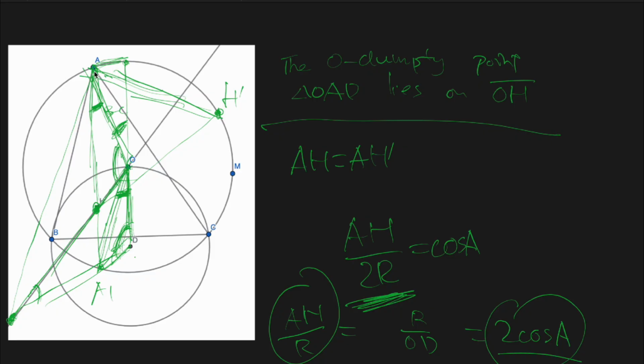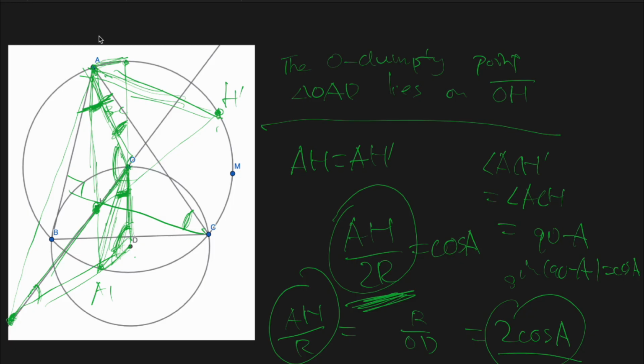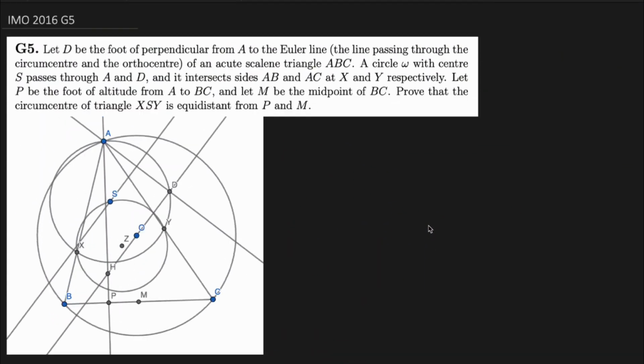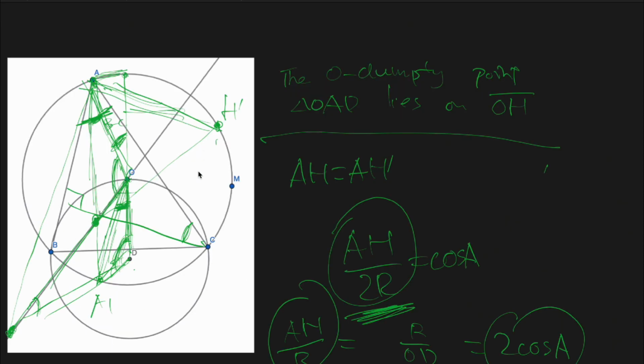For example, we can look at angle ACH, or ACH prime. ACH prime is equal to angle ACH, which, if we draw a perpendicular down here, this is A, so ACH is 90 minus A. And so AH over 2R is sine of 90 minus A, which is indeed cosine A as we desired. Therefore, we have indeed shown that these 3 points are collinear, and if we trace that all the way back, it should eventually prove this claim, assertion.